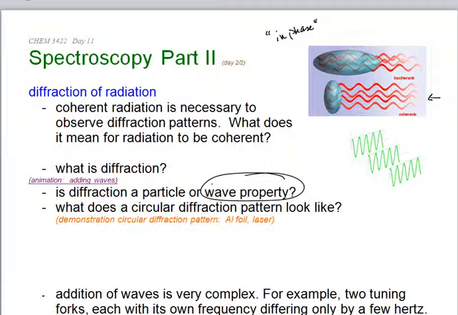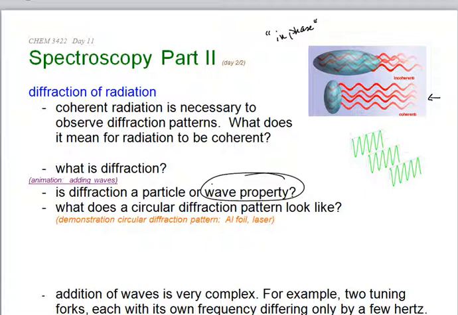Okay, so let's see if we can show you. You got to come up and look at this. Okay, so what I'm going to do, here's a laser, right? I don't know if you can see it. Maybe you can see it from there, but I would come up here, because you're going to have to see this thing.